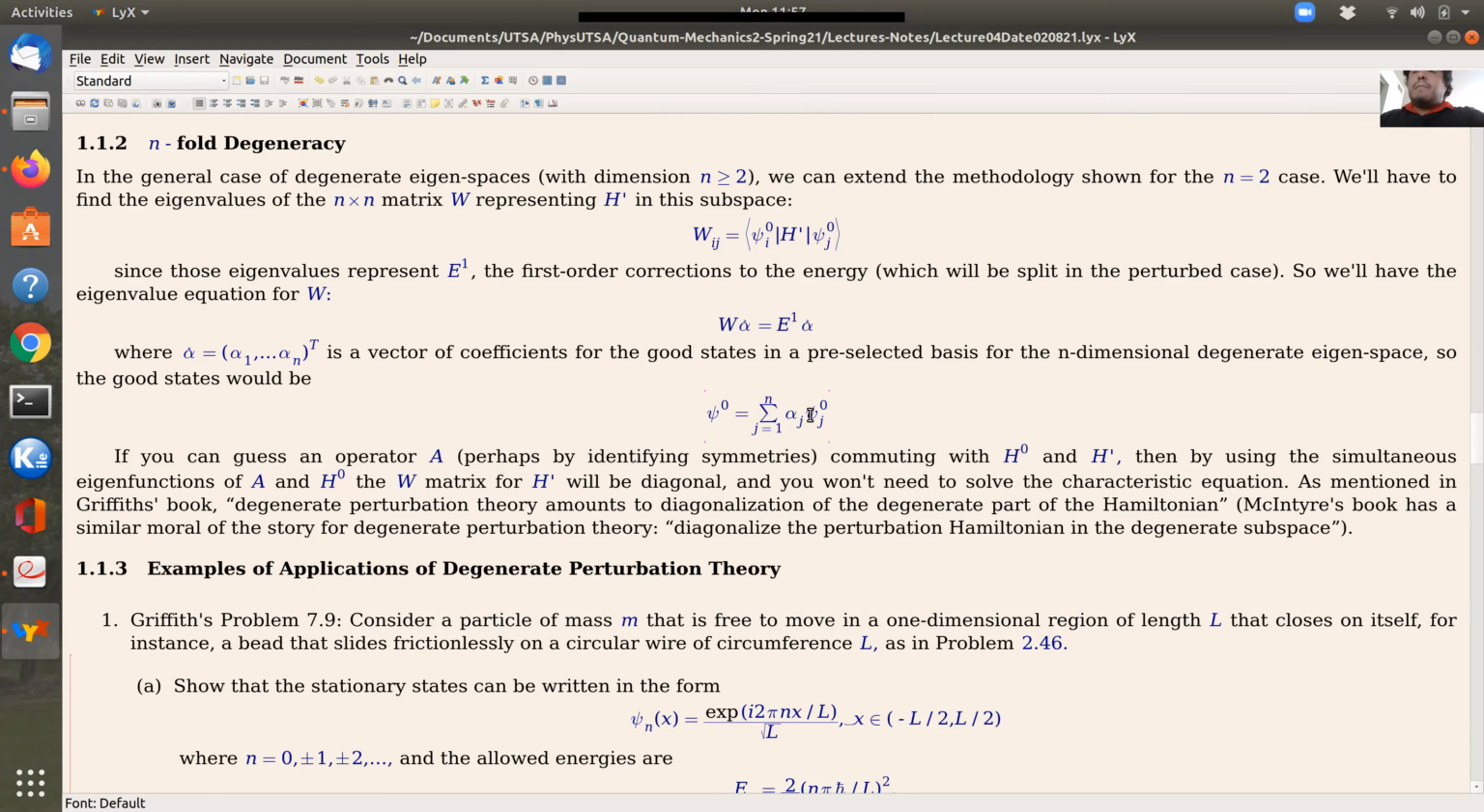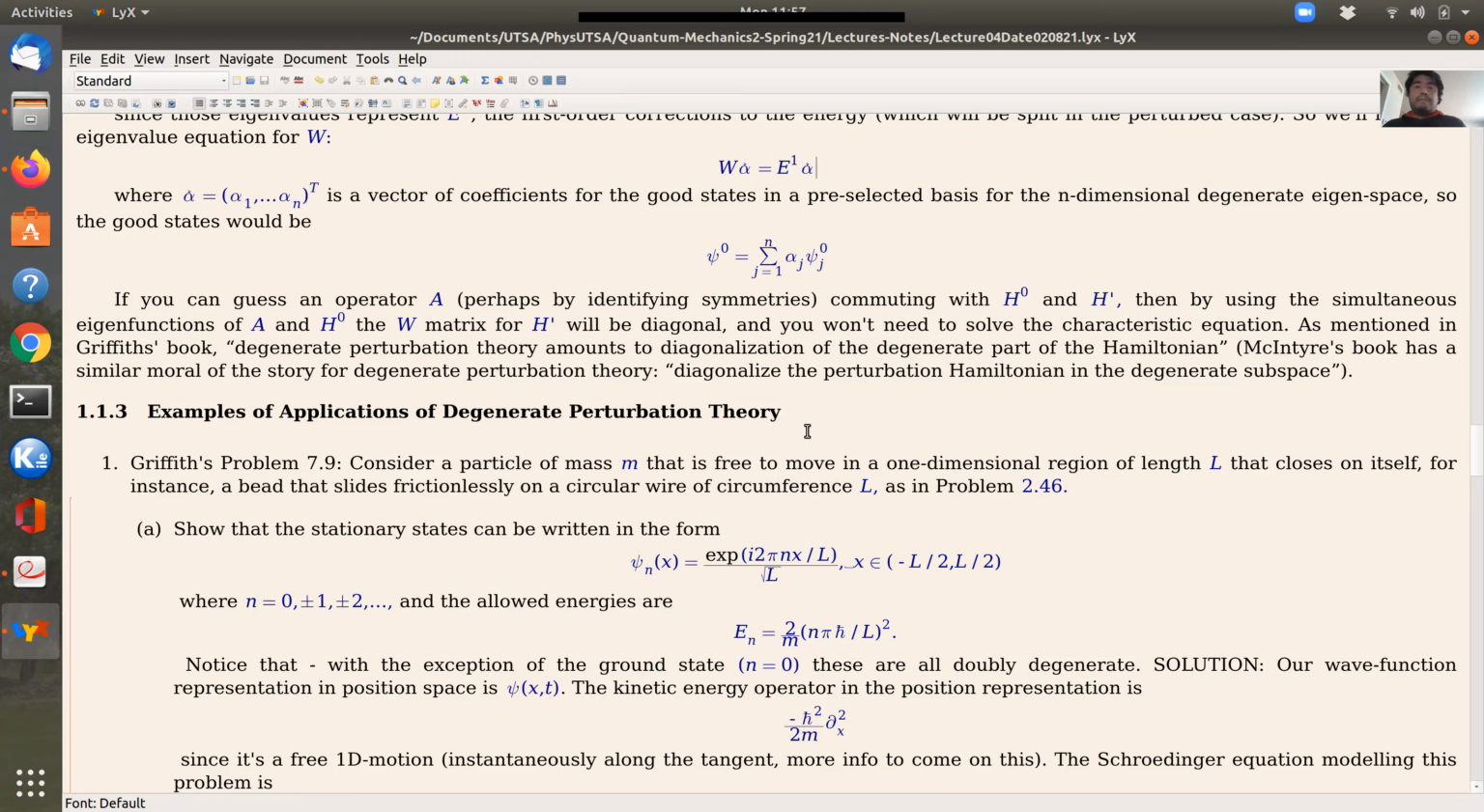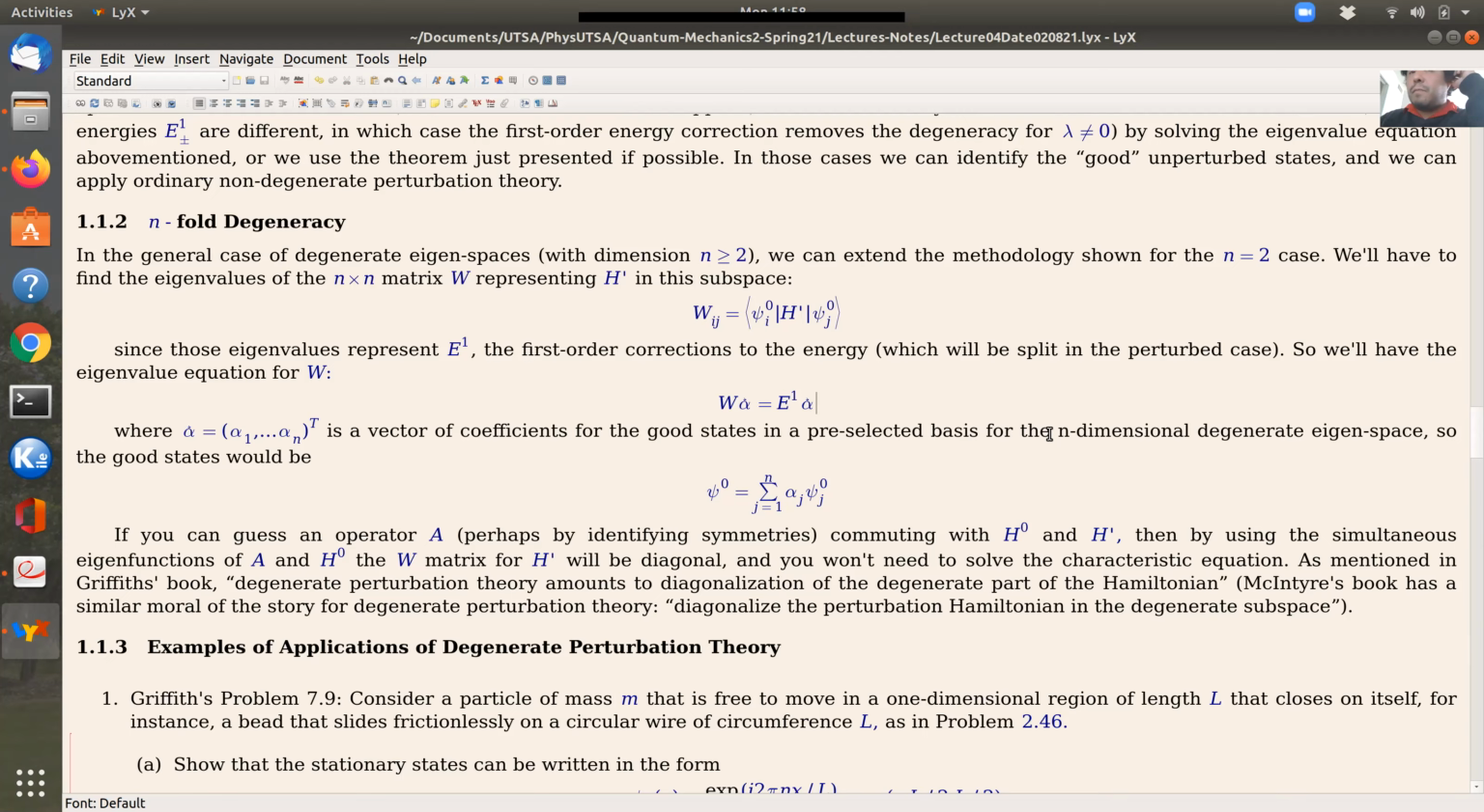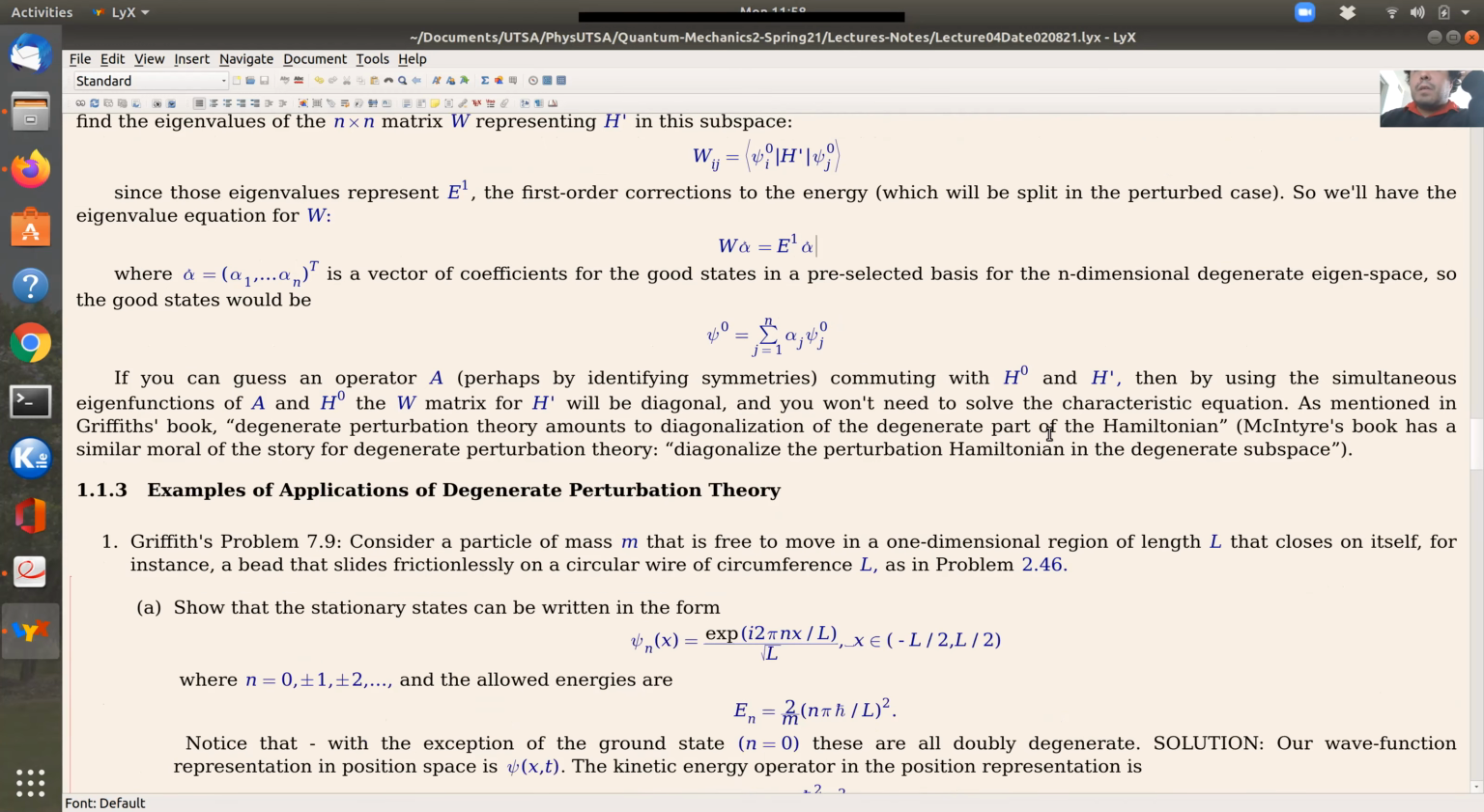Well, it's simply the sum of the terms with respect to this basis with these coefficients that would come from the eigenvalue problem. And you can also try to use the theorem, which is that if you can guess an operator A, again, by identifying symmetries of the problem, particularly of the Hamiltonians, commuting with H naught and H prime, then by using the simultaneous eigenfunctions of A and H naught from the theorem that we proved a little bit above, it also holds in the n-dimensional case. In that case, you basically will have that the W matrix for H prime will be diagonal. And in that case, you wouldn't need to solve the characteristic equation.